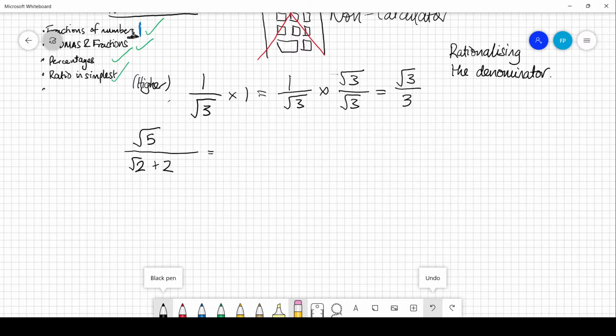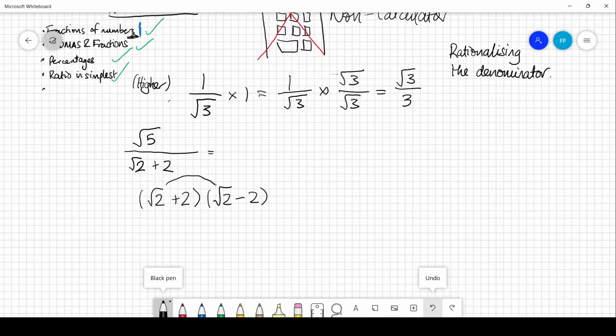To get rid of the square root, you'll need to remember something called the difference of two squares, a squared minus b squared, if you remember like that. And what you do is, you'll still have your square root of 2 plus 2, but you'll rewrite it again and flip the sign in the middle. So you'll have the square root of 2 minus 2.